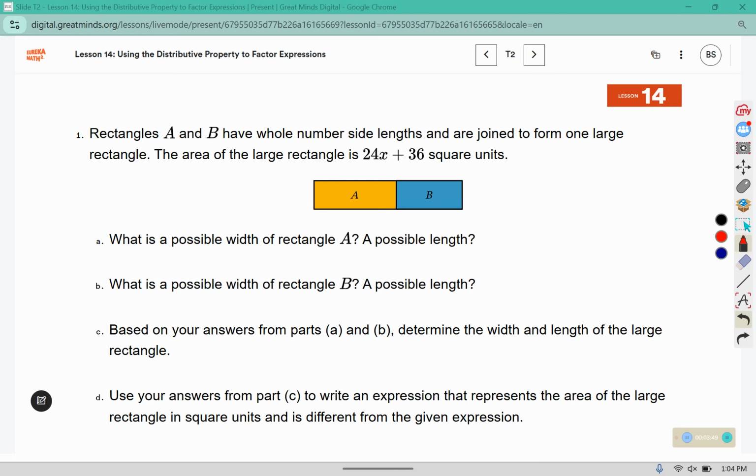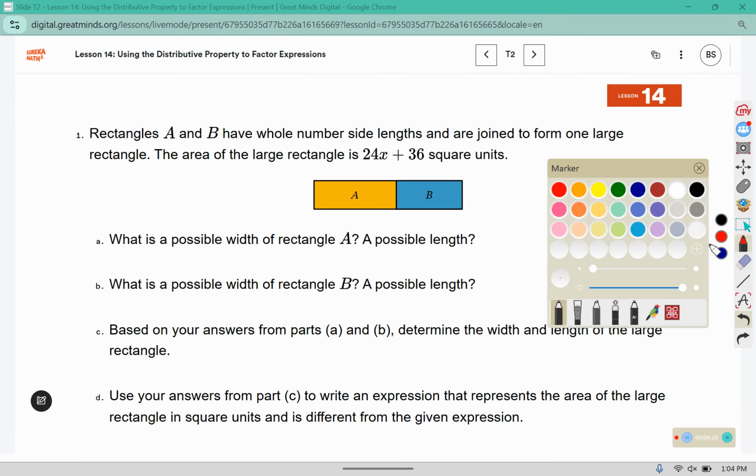There are other possible answers here as well. We could have made the width be 12, then 12 times 2x would give us 24x, and 12 times 3 would give us 36. So we could have also written this expression if we changed the width to 12 instead of 2.